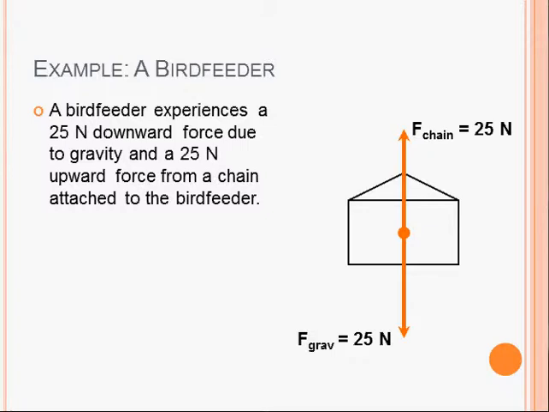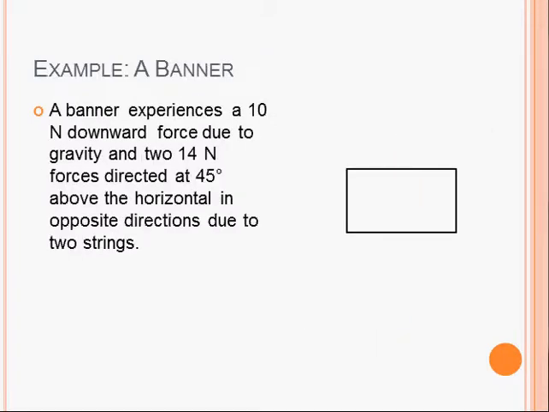So there's one example. Another example we could say is, let's think about a banner. For instance, maybe you're hanging a banner in the school that says congratulations, or, you know, 12th graders can leave now, who knows. So the banner has a couple forces acting on it. In this case, we have a 10 Newton downward force due to gravity and two 14 Newton forces directed at a 45-degree angle above the horizontal in opposite directions due to two strings. So you can think of it as, we have this banner. There's these two strings pointing upward and to the left and right. They're supporting the banner. And then there's the weight of the banner pulling it down.